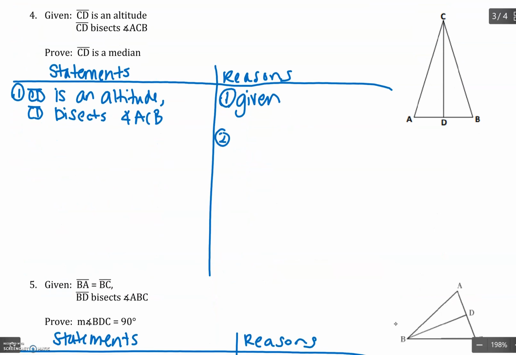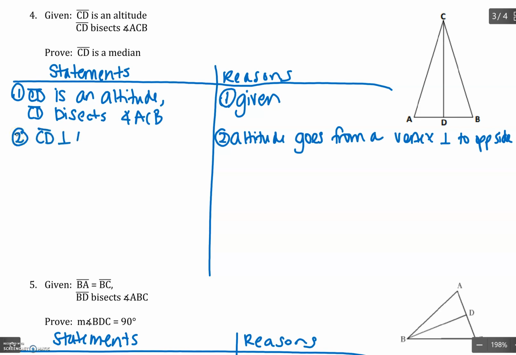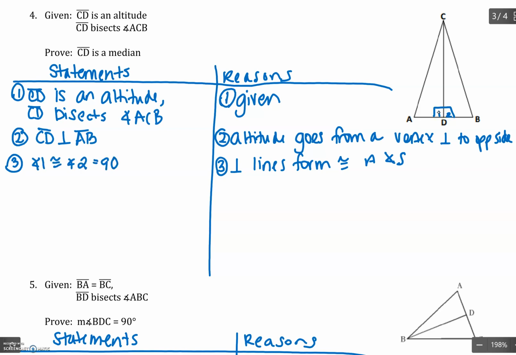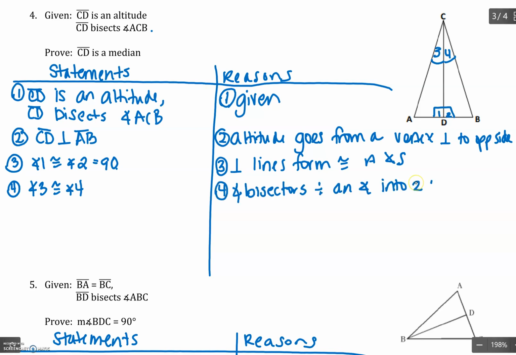So again, we're going to define altitude. It goes perpendicular. And so CD would end up perpendicular to AB, and then we get our perpendicular lines to form congruent right angles. And that would make angle 1 congruent to angle 2, which would equal 90. We also know that CD bisects angle ACB, so up in here we would know that 3 and 4 were congruent because of the rule for an angle bisector. We're bisecting an angle to get two congruent angles. And we also have the fact that they're sharing CD, so it's reflexive.